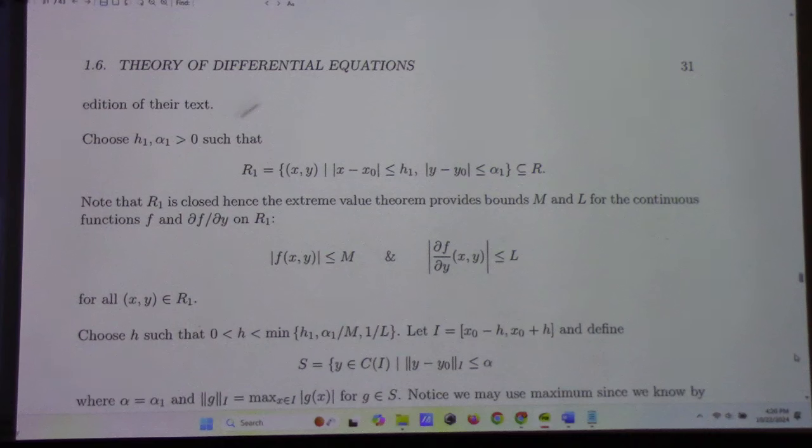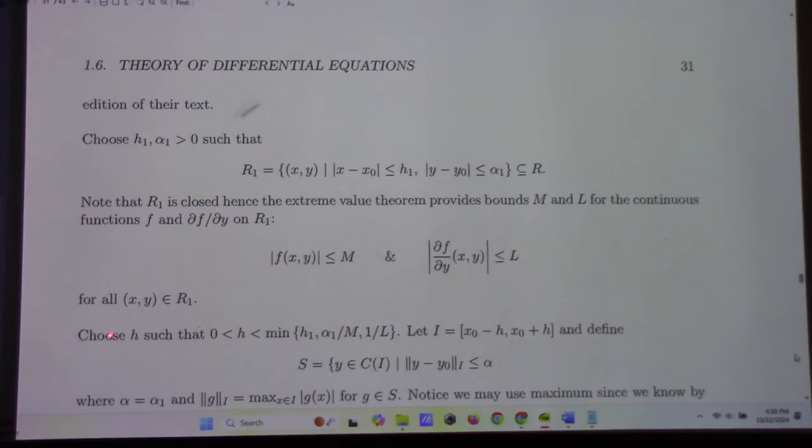I'm saying you're within h1 units of x naught and within alpha 1 units of y naught. We can do this because we're in an open rectangle R; we can choose a closed subrectangle centered around the point we're interested in. And more than that, we can bound the continuous function f and the partial derivative by M and L respectively, because again, these are continuous on the closed rectangle R1.